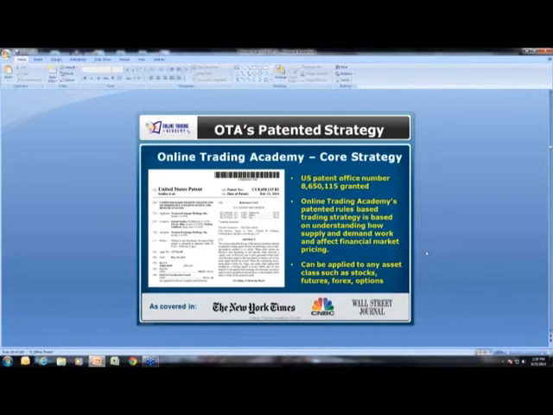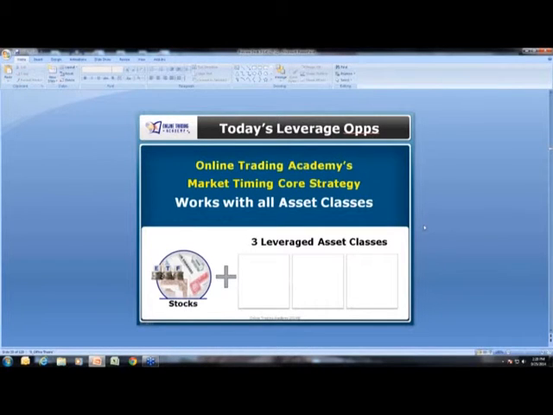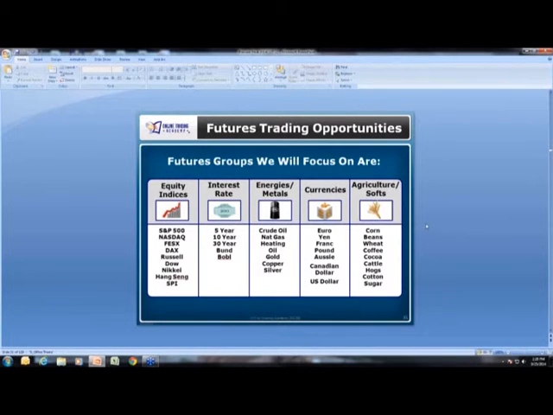There are many other strategies out there, but none, to my knowledge, have taken the time and expense to acquire a patent. Why did we do this? Because if you know anything about the patent system, you should know that you are never guaranteed that the patent will be issued. You have no idea what it might cost you or how long it might take.